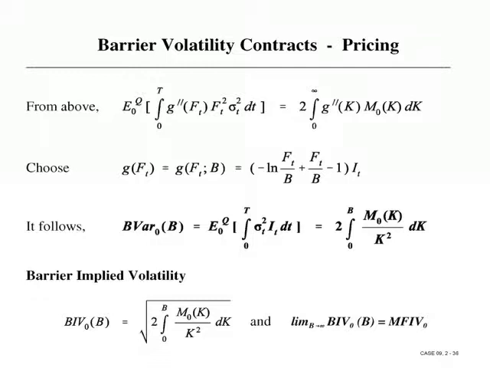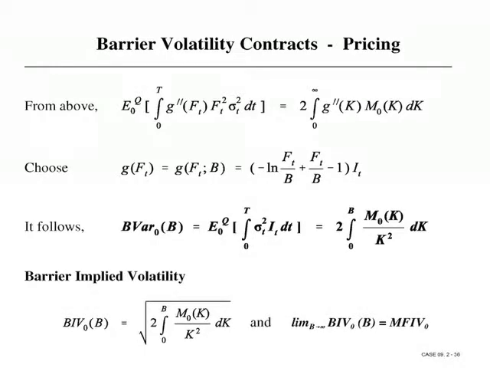In any case, you can come up with this. If I wanted to define the barrier implied volatility, you need to take the square root of that. And if you take that to infinity, the B to infinity, you have the model-free implied variance, which is basically the VIX when you take the square root.